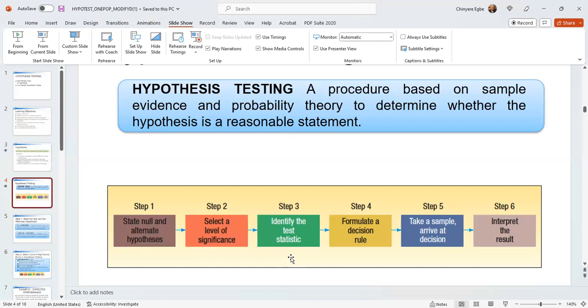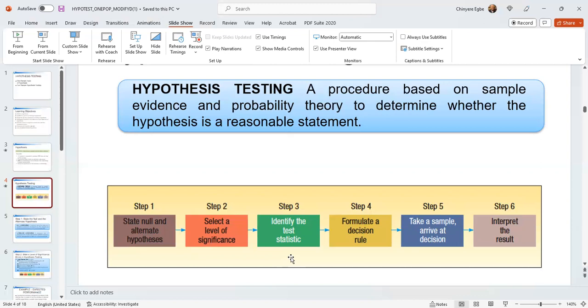Now, we say we identify the test statistic in the sense that here, for this class, we are using the normal distribution, and the test statistic for the normal distribution is the Z statistic, which we've already talked about. Or you can use the T. The T is for small samples, and the Z is for large samples. But here we're using the Z. Somewhere along the line we're going to learn how to do the T.